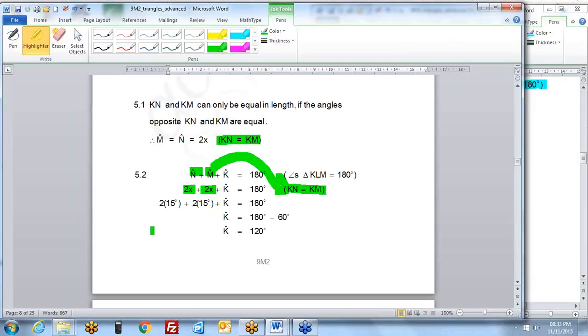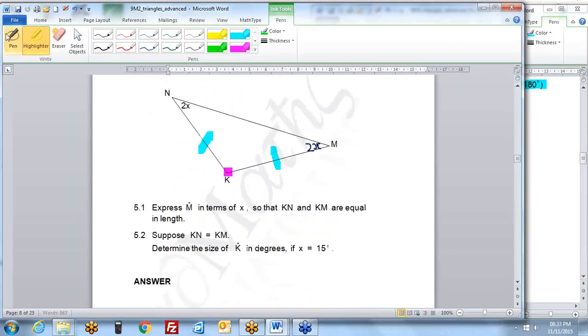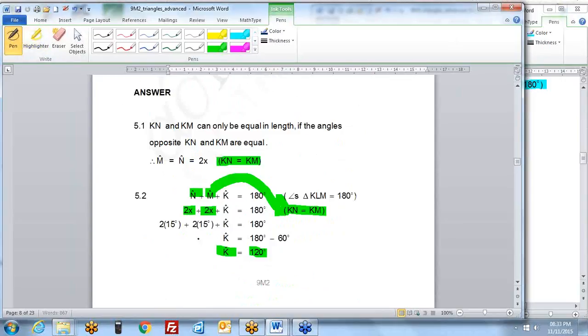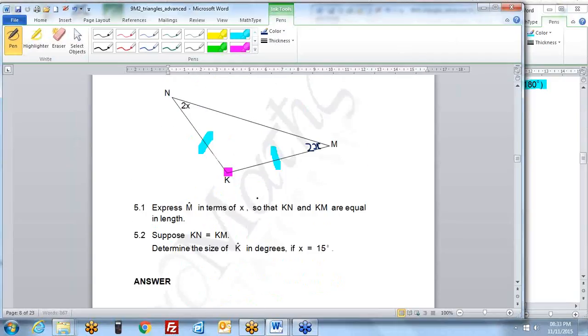And then you just subtract the 60 on the left-hand side, and you subtract it on the right-hand side, and then you get 120 degrees. So therefore, angle K will equal 120 degrees. And then you can always just test it. So let's just write it down. 30. You always need to just test it for yourself.